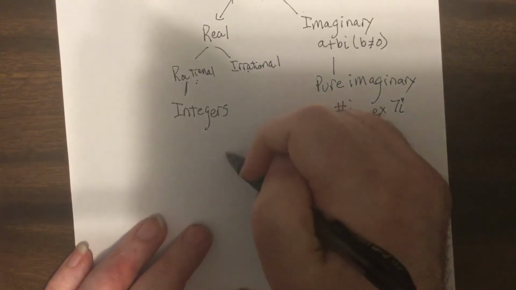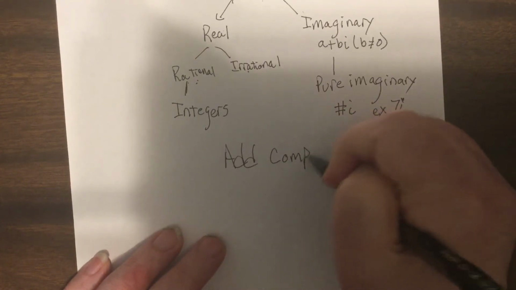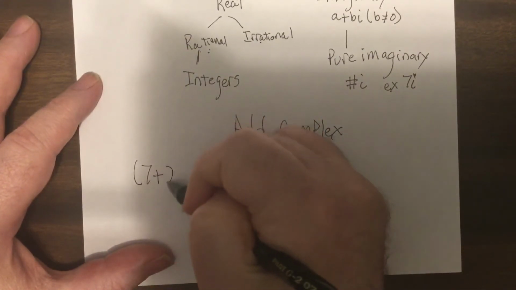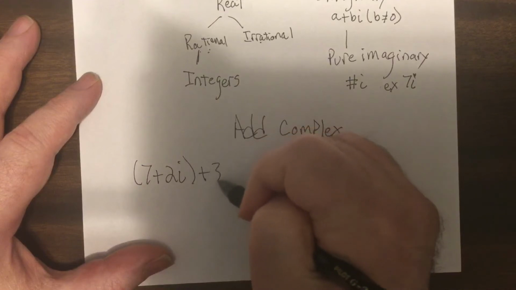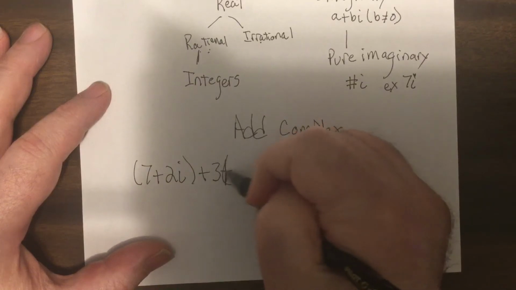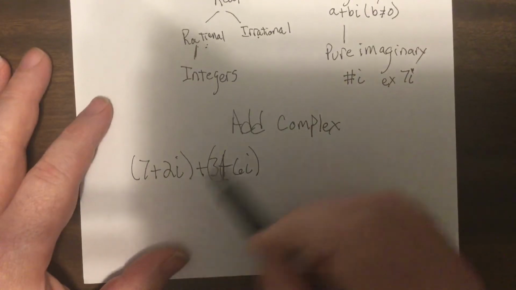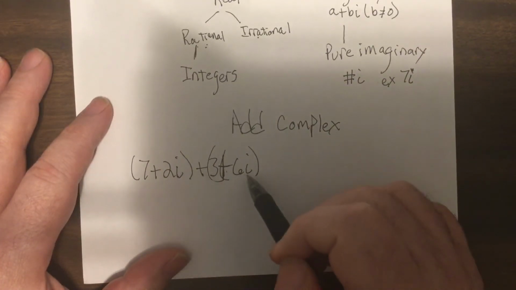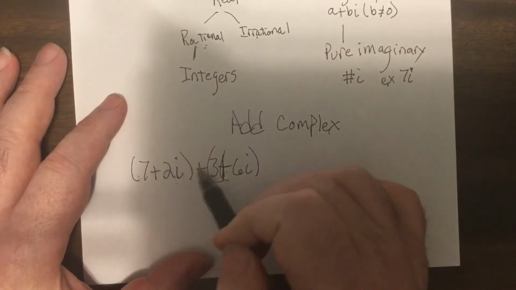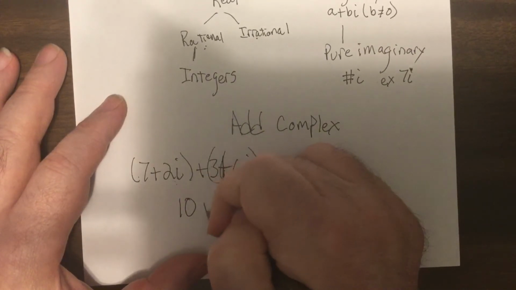So we can add complex numbers. Or subtract. So I could have 7 plus 2i plus, excuse me, 3 plus 6i. Now, how do you think you would do this? I always think of the i like an x. It's not an x. But you can think of it like it is. 7 plus 3 is 10. 2i plus 6i is 8i.